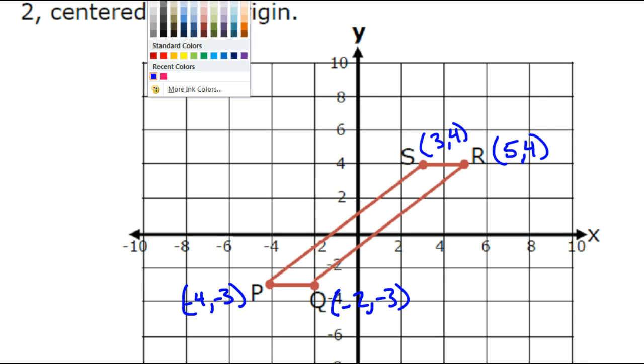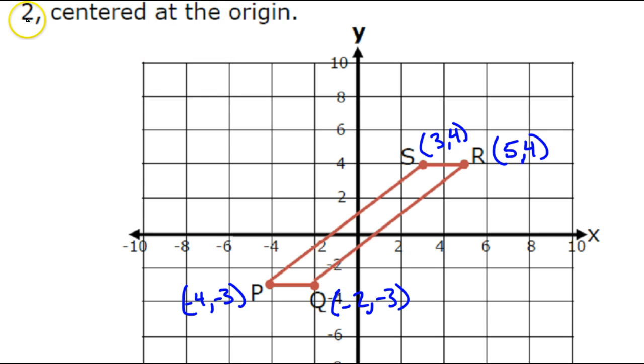All right, now let's do our dilation. Scale factor of 2, so we're doubling each of these. So this will be 6, 8. So that'll be my S prime. This will be 10, 8. So 10, 8 would be right here. This will be my R prime.